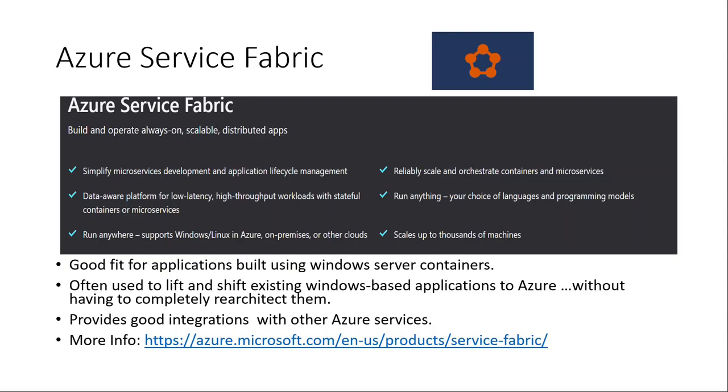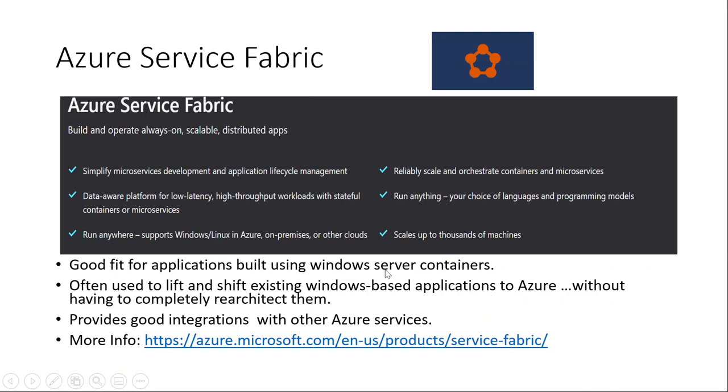So first we will see Azure Service Fabric. Azure Service Fabric is from Microsoft. So basically Azure Service Fabric is a distributed systems platform for packaging, deploying and managing stateless and stateful applications and containers at a large scale. It is from Microsoft, but it also has open source, and it is a good fit for applications built using Windows Server containers.